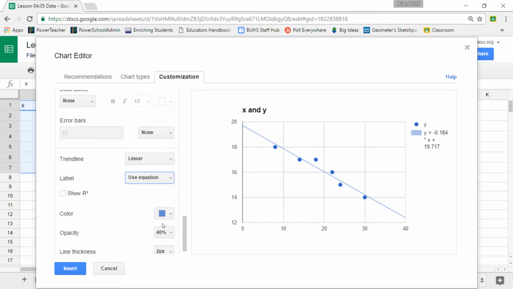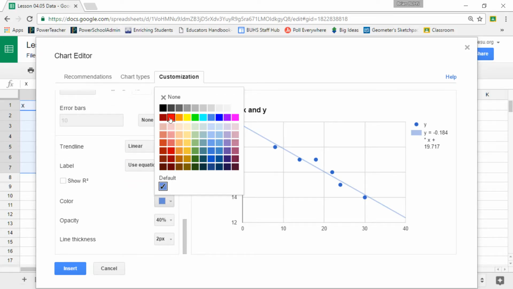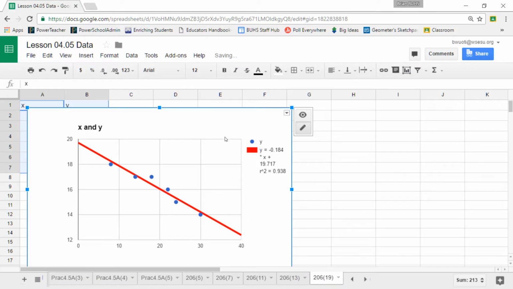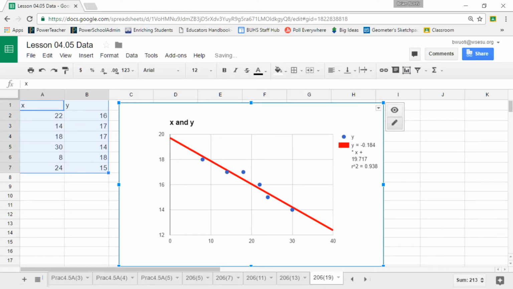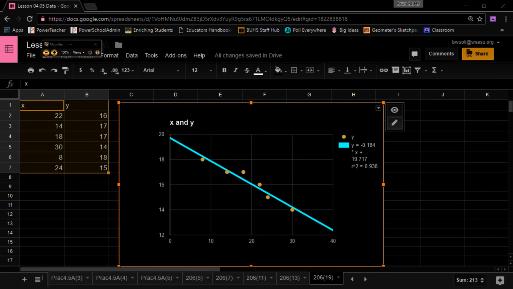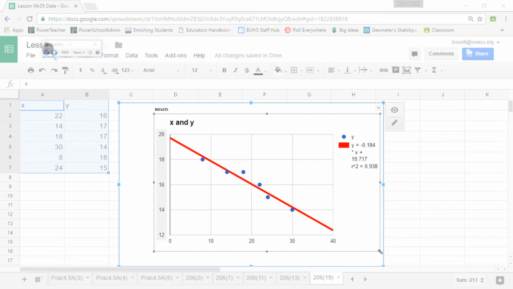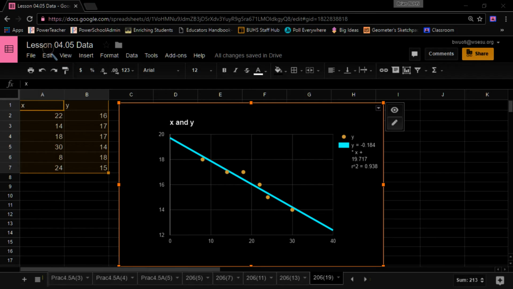So there's my slope. We'll make my trend line red and solid, a little bit thicker. And let's show this R squared just because we can. Ooh, 0.93. All right, so it's pretty good. It's a pretty strong correlation. Right, so let's insert this chart here, and invert this. There we go. Voila.